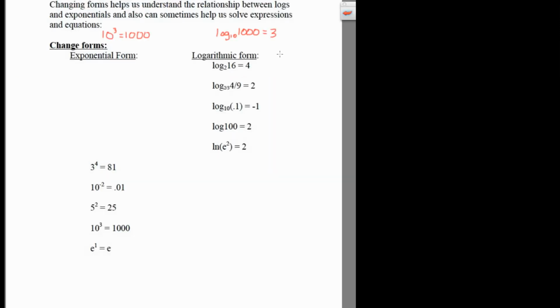The first skill that we're going to learn with logs is changing forms between logarithmic form and exponential form. Why would we do this? It helps us understand the relationships between exponential and logarithmic. It can also help us when we're solving equations, and it can also help us sometimes to evaluate logs.